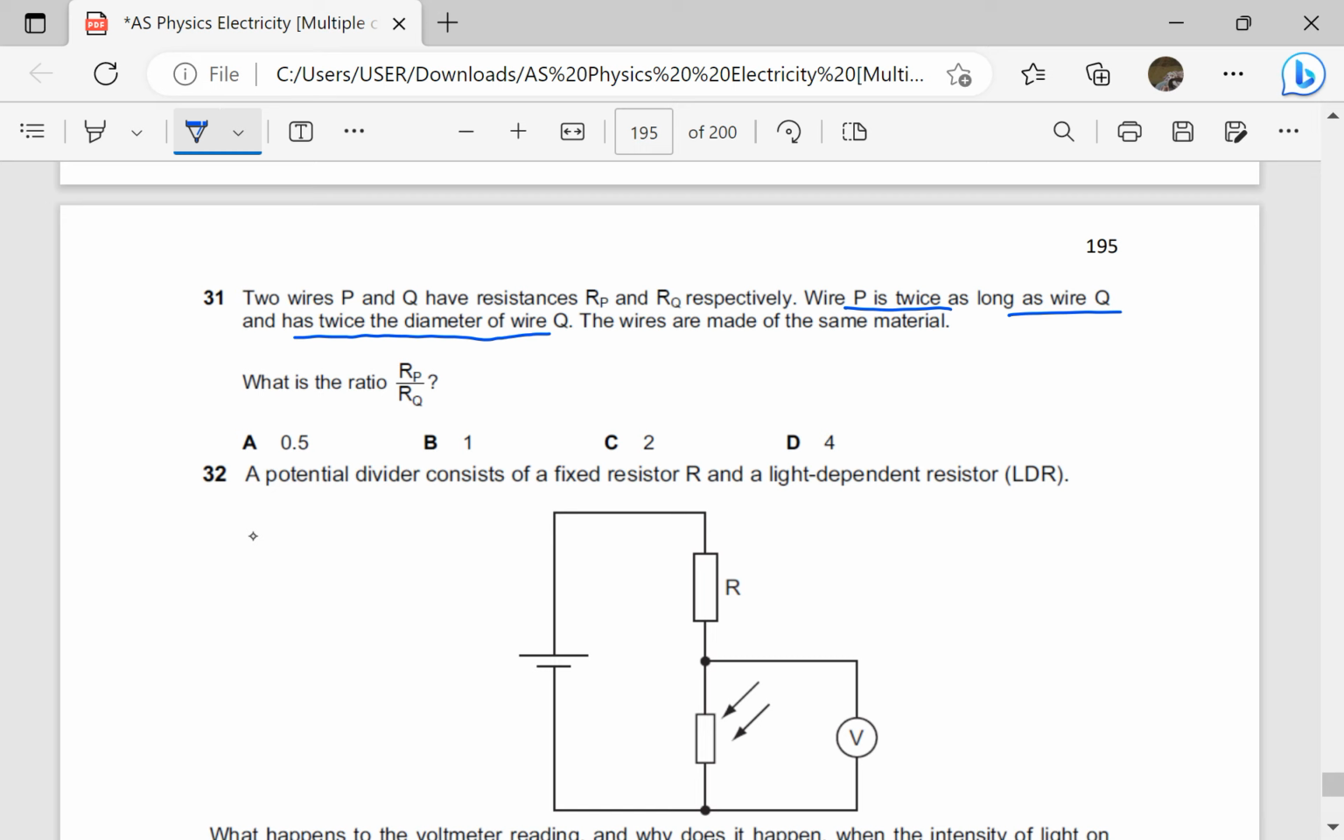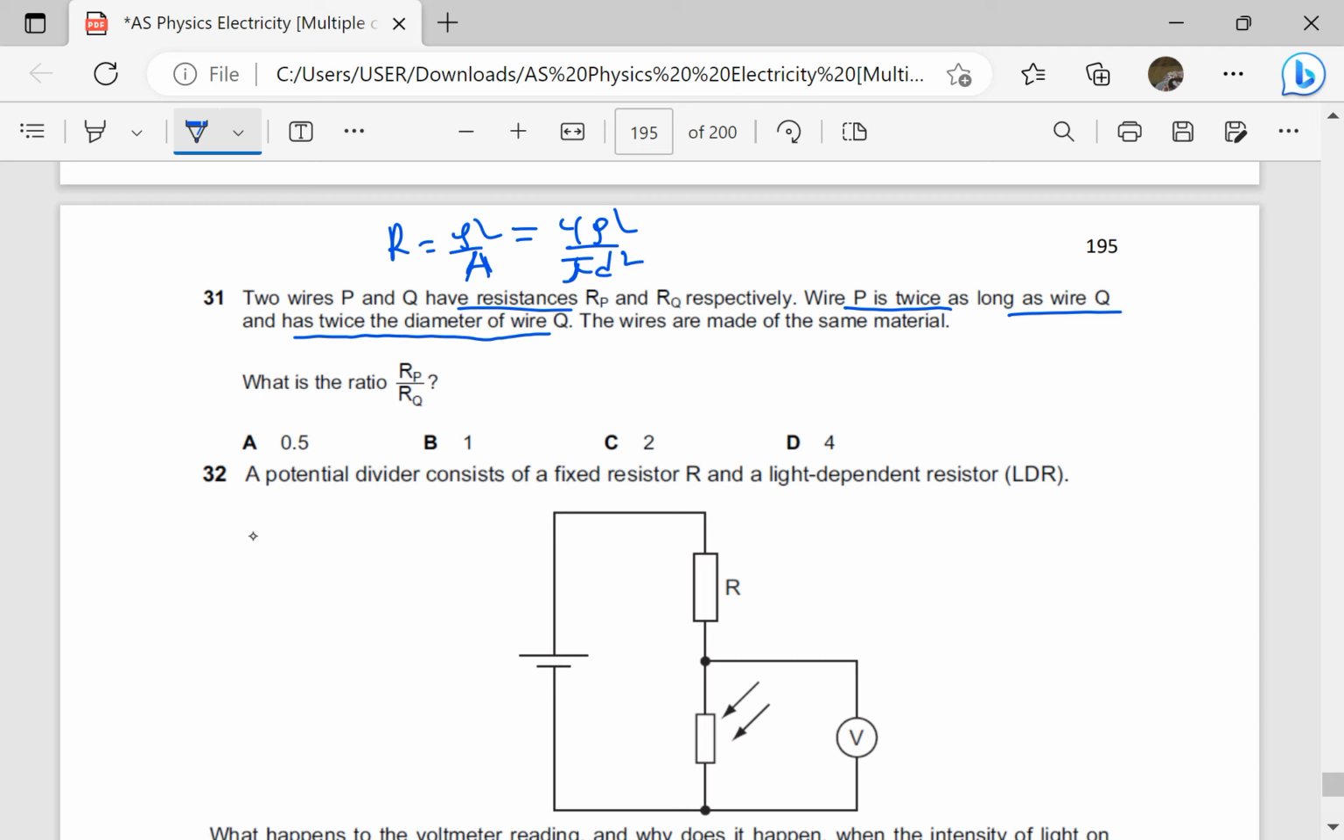We know that resistance is equal to rho L over cross-sectional area. They gave us the diameter, so we shall bring in the diameter. Area is pi d squared over 4, so the 4 goes up. So in the denominator we have pi times d squared, and resistance is 4 rho L over pi d squared. The wires are made of the same material, so they have the same resistivity.